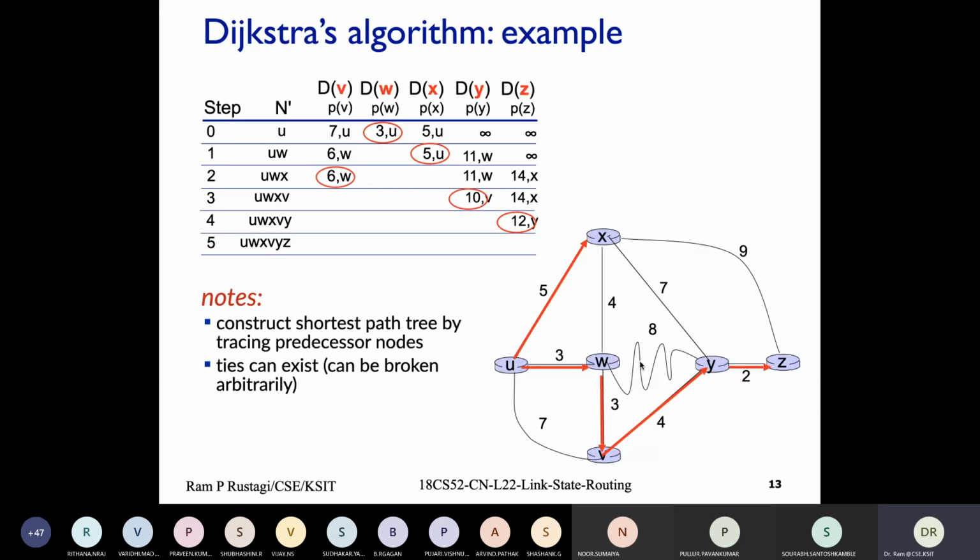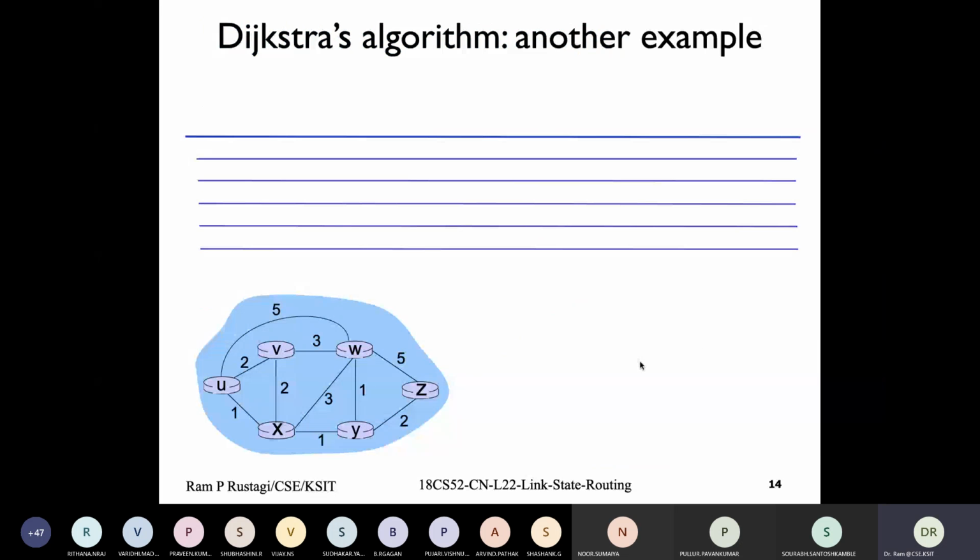So I would say look at it. You can work out another example there. I worked out the example, but I would say work it out yourself. Let's say initialization, again I start from U. So I will have 1, 2, 3, and others would be infinity if you look at it.